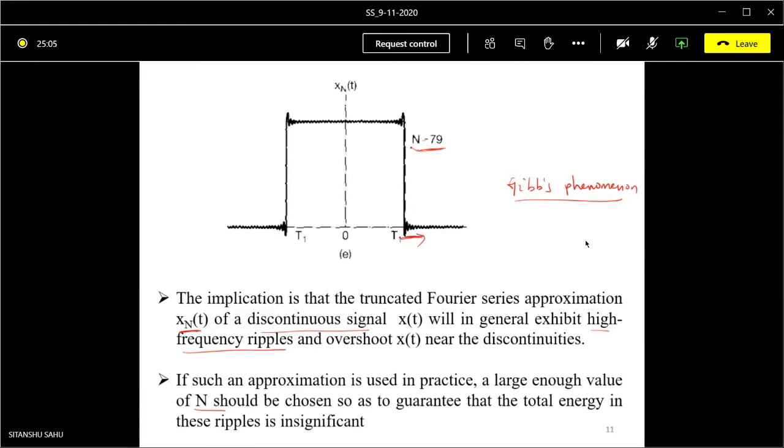So you need to look at this N, that is, how many frequency components you are using to represent x(t) at the point of discontinuities. It is very large, meaning a large number of harmonic components. So we are looking at high frequency components to represent these discontinuities. Okay, is it clear?